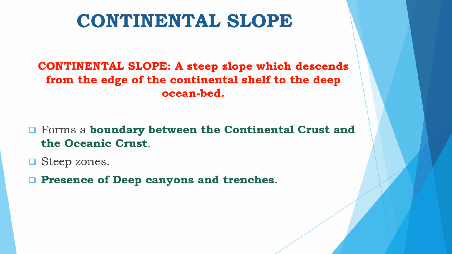Continental slope. A steep slope which descends from the edge of the continental shelf to the deep ocean bed is called the continental slope. It forms a boundary between the continental crust and the oceanic crust. This zone is free from deposits as it is very steep.